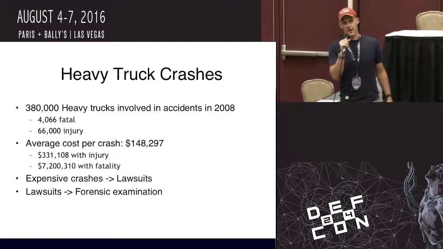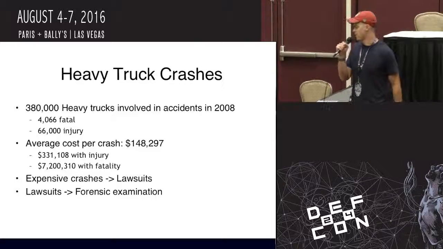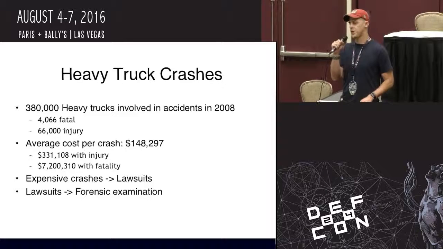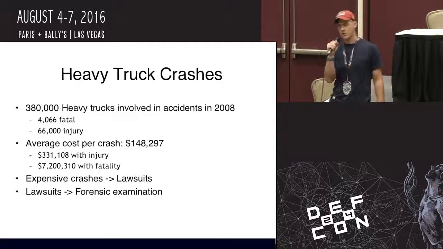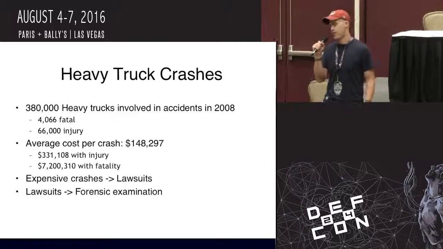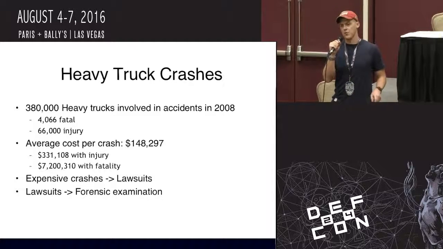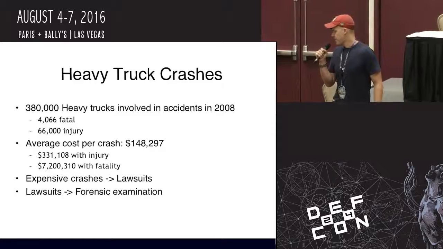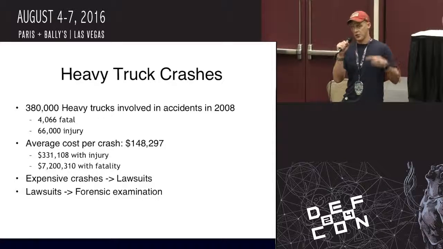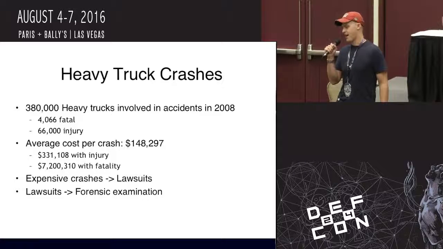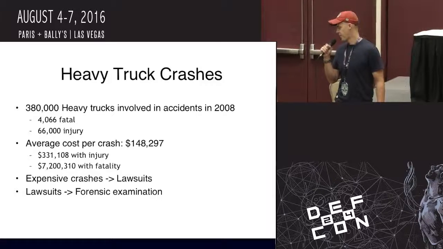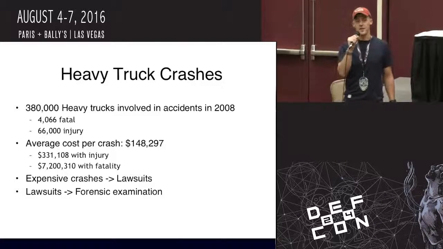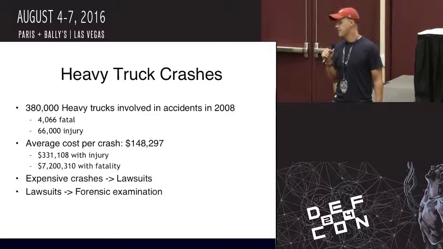So heavy truck crashes: semi-trucks, big over-the-road trucks, haul lots of stuff. They crash into stuff all the time. In 2008, there were 380,000 of these involved in crashes just that year, 4,000 of which were fatal, and 66,000 were injury crashes, including the fatalities. Average cost per crash, according to, I think, NHTSA, is over $148,000. If it's an injury crash, that goes up to $331,000. And if there's a fatality, that goes up to $7 million. In the U.S.? Yes, in the U.S.